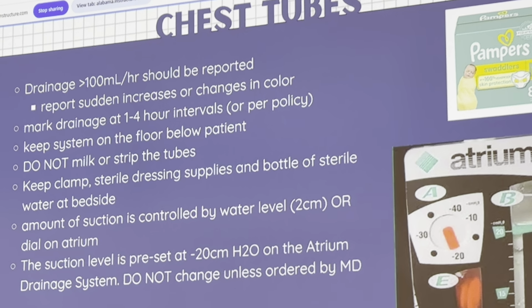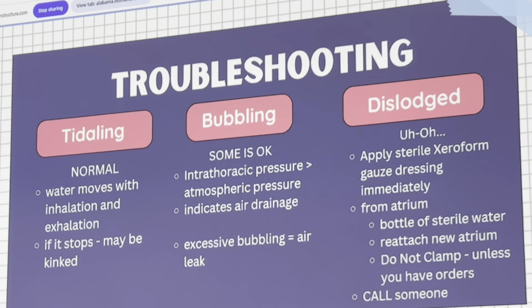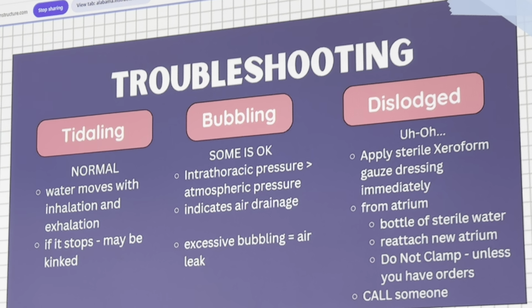Now, if it's just intermittent bubbling, a slow, every-now-and-then type of bubbling, that's okay. That's just air escaping from my intrathoracic cavity. If I have a pneumothorax, remember that's air within the intrathoracic space, I'm going to expect a little bit of air to escape through my atrium. That is the intended purpose of the chest tube. So that's what I'm going to expect.